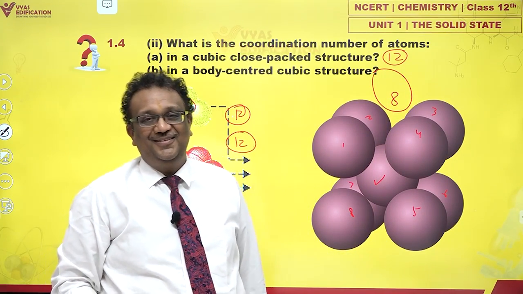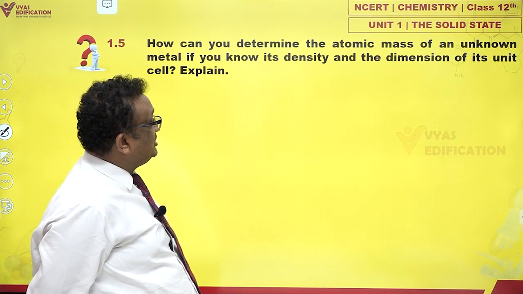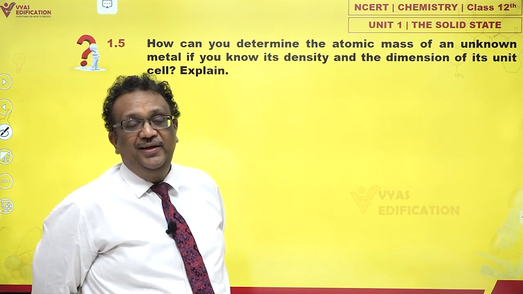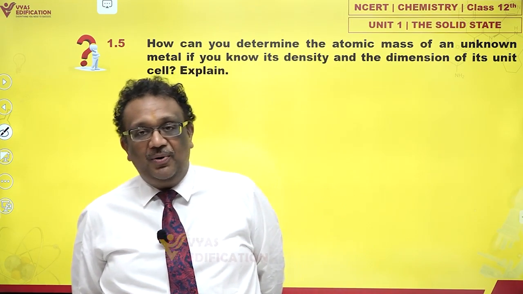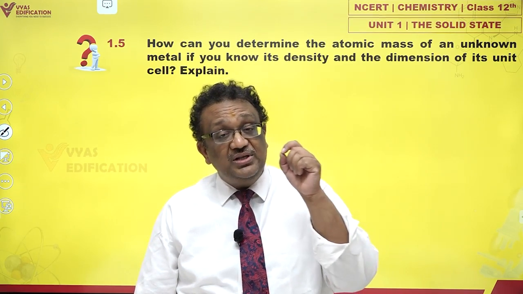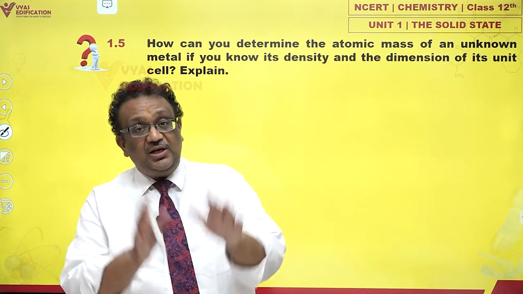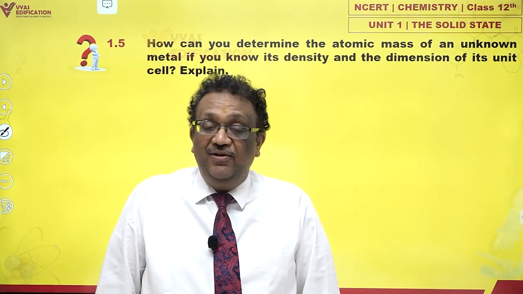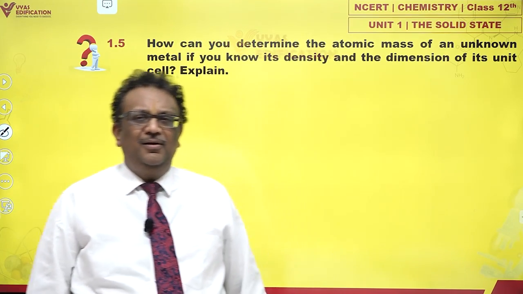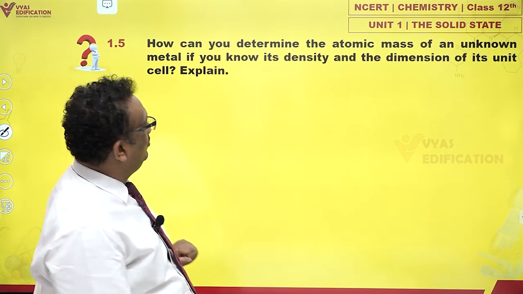Done? Done. How can you know the atomic mass of an unknown metal if you know its density and the dimension of its unit cell? Explain. The lovely NCERT stuff. They've eaten away one part. Truth is, you cannot determine the atomic mass from only this. You also need additional information. What is the crystal structure? Or how many atoms are present within a given unit cell. But assuming this is standard NCERT style, let's not ruin it too much. So the way we do it is this.